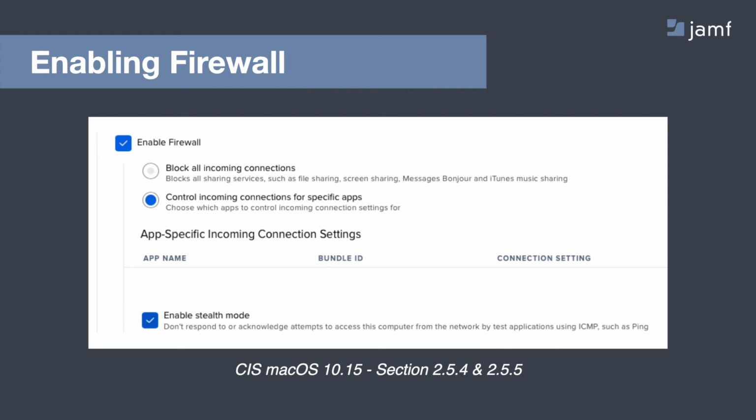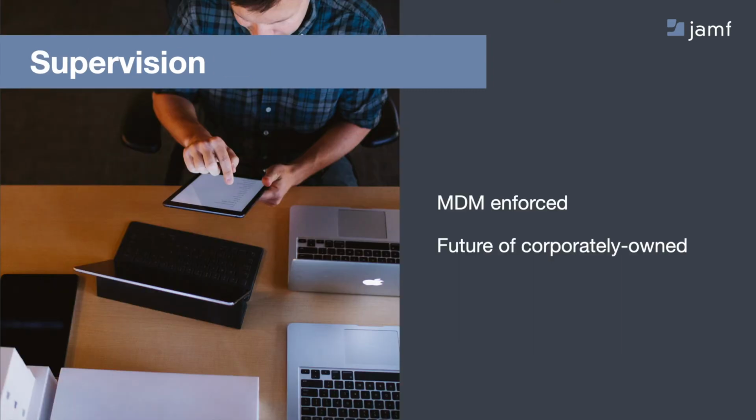The other recommendation by CIS 255, enabling stealth mode. Validating that if the computer, the macOS device, ever receives a TCP or ICMP request, that it is essentially a ghost. It doesn't respond. Additional security setting for you to set up for each one of your Macs. So those were two examples.